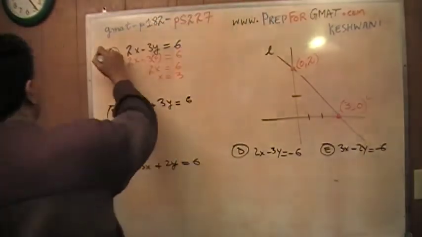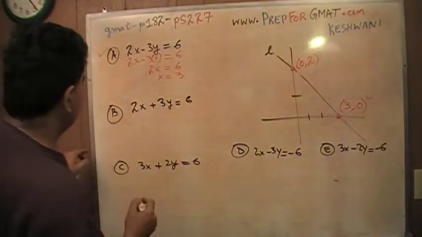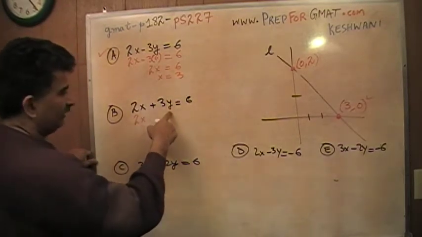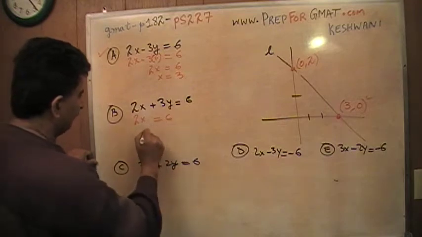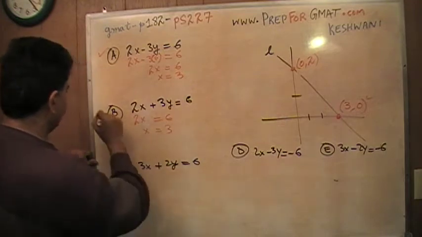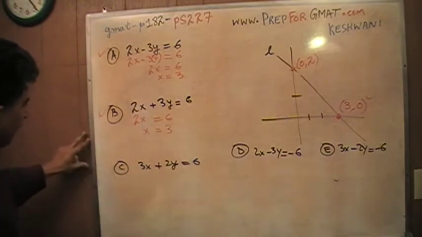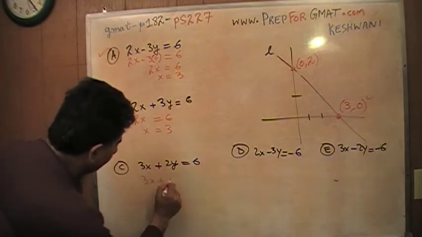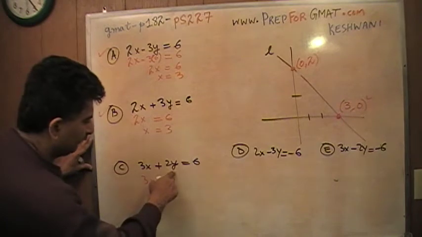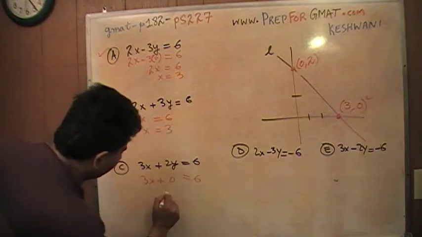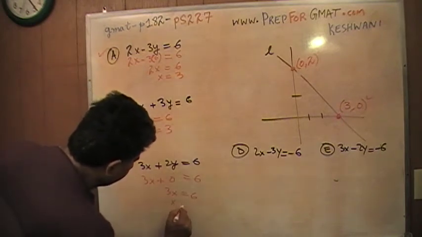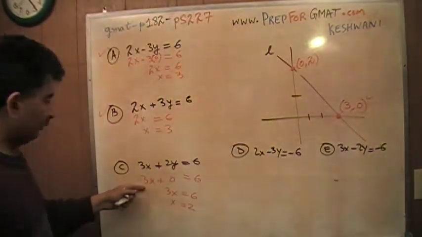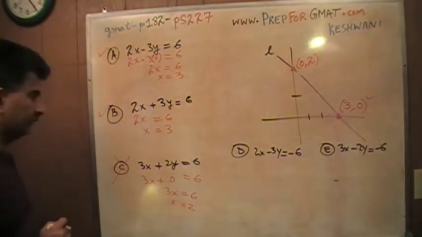So this holds. Let's try this one. I'm not going to write everything down this time. 2x plus 3 times 0 is just 0, so 2x equals 6, and therefore x equals 3 again. That one holds. Okay, 3x plus 0, because when y is 0, 2 times 0 is just 0, equals 6. That tells me that 3x equals 6, which tells me that x equals 2. x does not equal 2, x equals 3 when y is 0. This guy is no good. This guy was a quack.